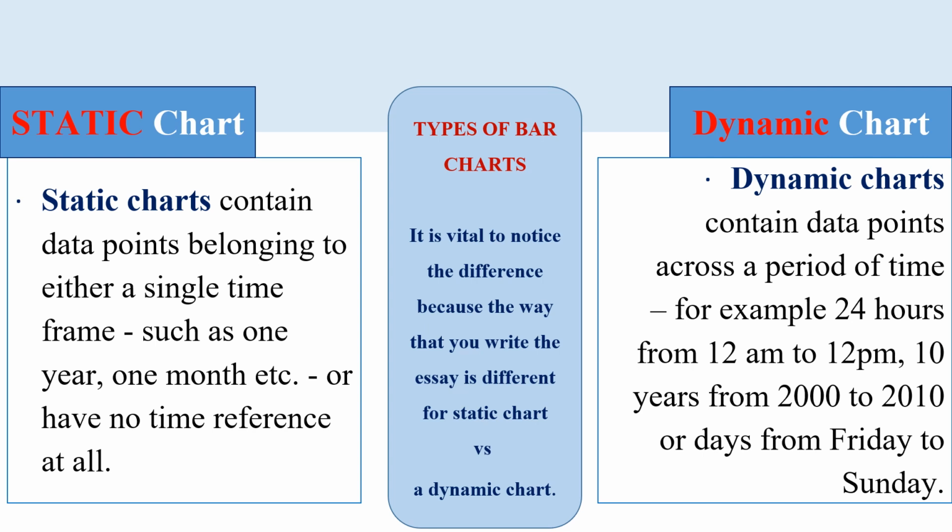Now, let's look at the types of bar charts. There are two types of bar charts, dynamic bar chart and static bar chart. It is very important to notice the difference because the way you write the description is different for the static and the dynamic. Basically the vocabulary is different. You don't use the same vocabulary to describe both the charts. For the static chart, the vocabulary is completely different from the dynamic. Now, let's look at it in detail.